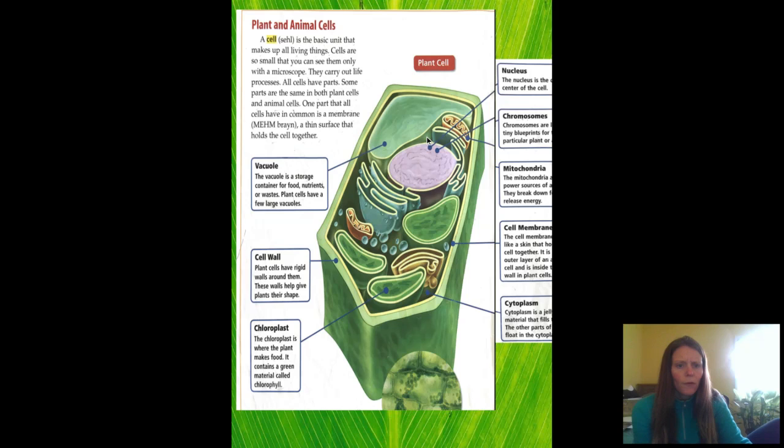So here we have the vacuole. A vacuole is a storage container for food, nutrients, or wastes. Plant cells have a few large vacuoles.